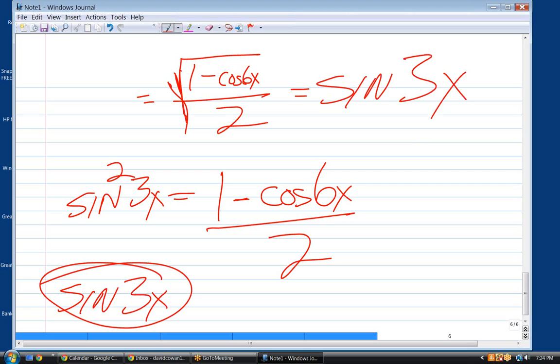Now, I didn't get that very elegantly. I'm trying to figure out how. Well, you certainly have to recognize that it's the half angle, which is where you get the power reduction from.